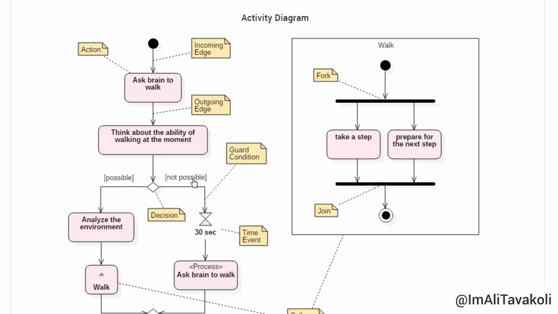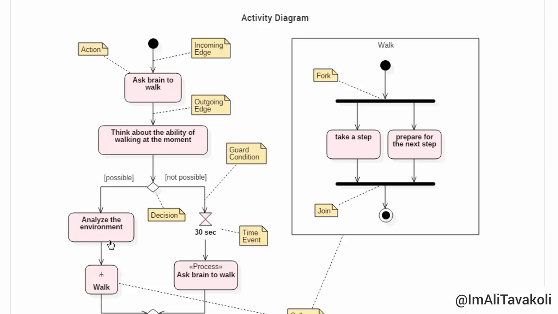These are the guard conditions, and most of the time and in real examples, we will use OCL to write these guard conditions. But we can also use natural language like what I did here in this example, possible or not possible. So if we have the ability to walk at the moment, if it's possible, then do these actions. Let me explain first if it's possible.